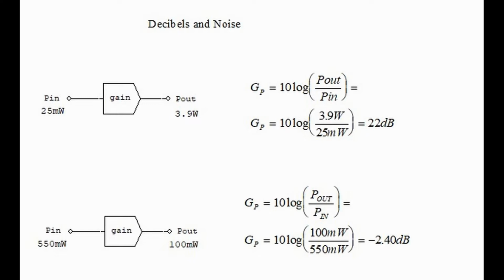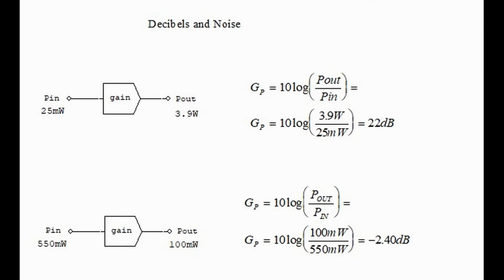So we want to express this in decibels. We say that the power gain is 10 times the log of power out divided by power in, or 3.9 watts divided by 25 milliwatts, which is 22 decibels. So you see the decibel scale is useful for expressing very small numbers and also very large numbers.